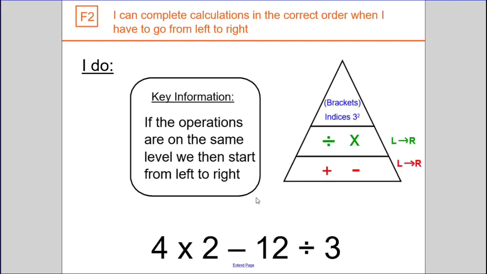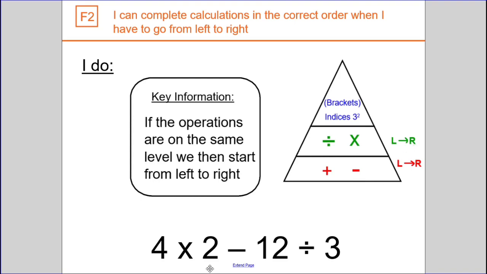Let's have a look at a different type of question. 4 times 2 subtract 12 divided by 3. You'll notice there are 3 different operations here. 2 of those are on the same level and the final one isn't. So we've got a multiplication and a division and a subtraction. We can see that the multiplication and division will have higher priority than the subtraction. However, we can see we've got 2 operations on the same level, so we must work from left to right.